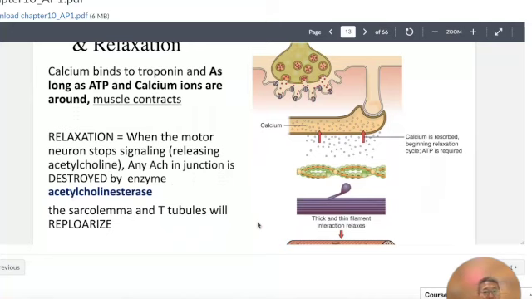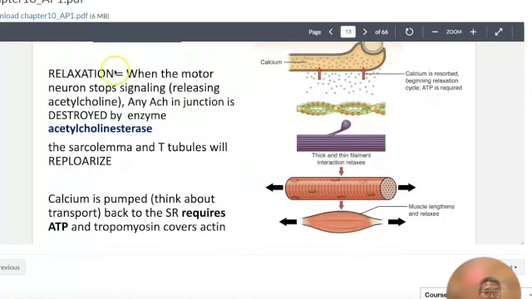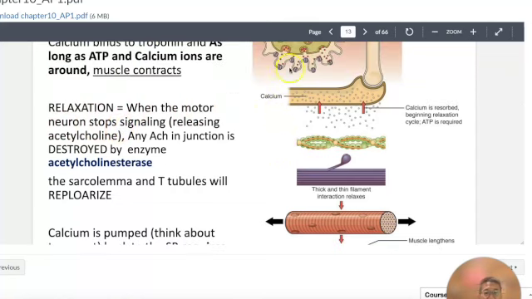Relaxation. As long as there's ATP and calcium, it will relax. And we're going to see it in a couple of slides, I think. Relaxation occurs when the motor neuron stops signaling. So there's no more signal coming through. Whatever is left over will be degraded.